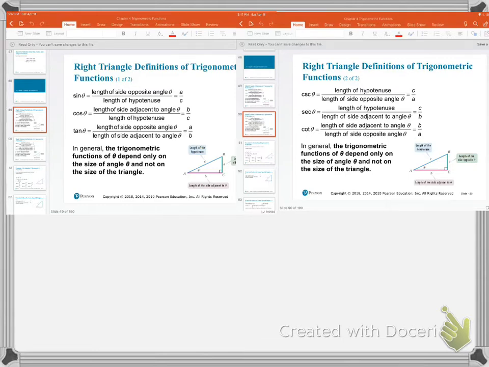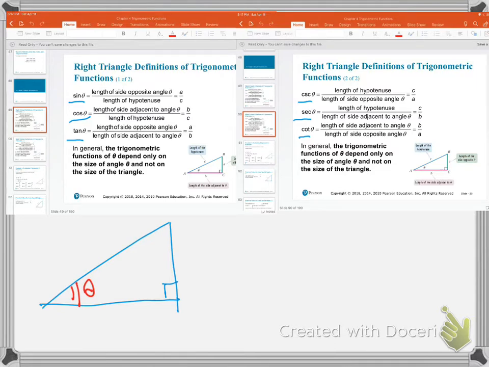Okay, so these are the 6 trig functions: sine, cosine, tangent, cosecant, secant, and cotangent. Let me draw this right triangle. First you have to make sure where the angle is. So this is the angle, angle theta.